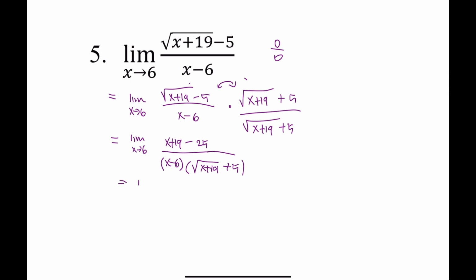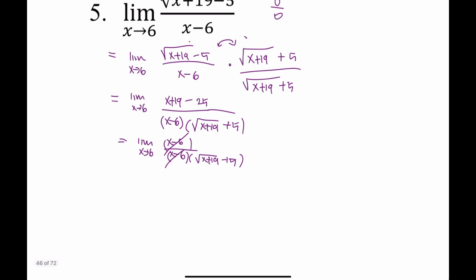Alright, so we're getting the limit as x approaches 6 of x minus 6 over x minus 6 times square root of x plus 19 plus 5, right? So this part cancels out. This is a common factor. And then we're going to be left with the limit as x approaches 6 of 1 all over square root of x plus 19 plus 5. And then if you plug 6 in, you're going to get 1 over 10 as your answer.